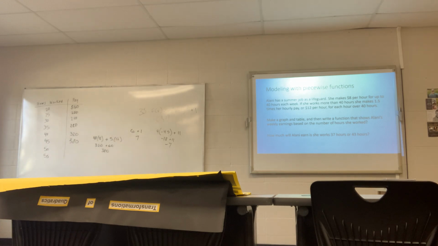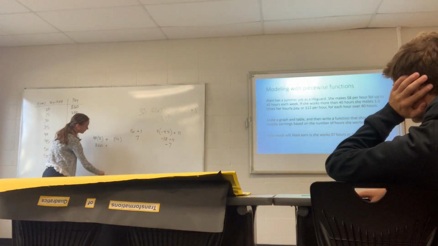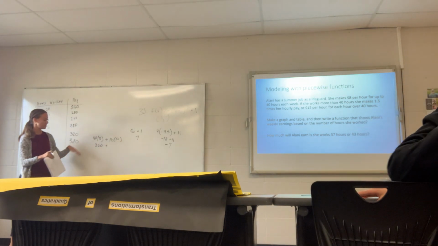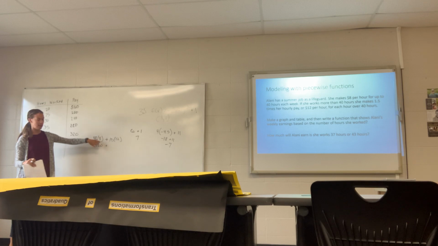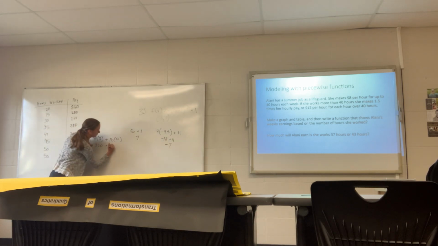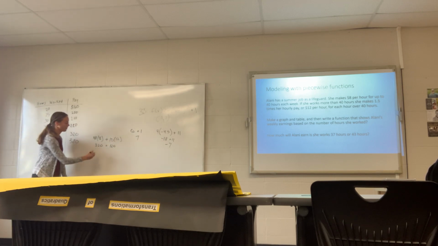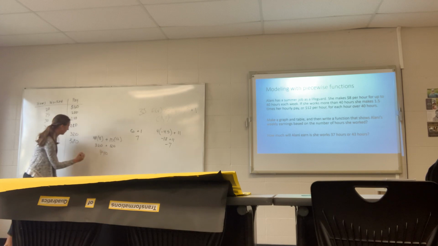Okay. All right, what about 50 hours? What do you guys think for that one? 440. How'd you get that? Added 60. Okay. Because now, instead of just 5 hours of overtime, I would have 10 hours of overtime. So I still just have my base of 40 hours that I make $8 an hour, but now I have 10 hours where I make $12 an hour, which would be 120, and so then that would be 440.